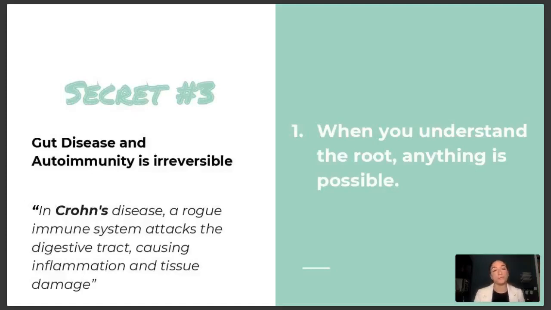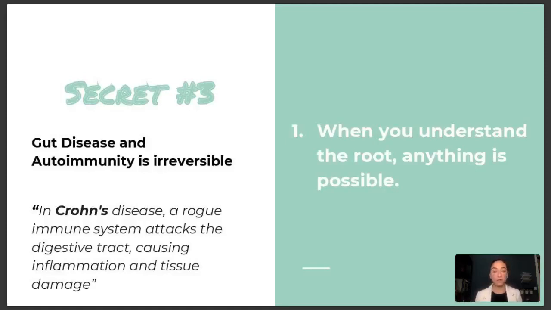So secret number 3: gut disease and autoimmunity is irreversible. So at the end of the day, when you understand the root, anything is possible. And I put this little blurb in here because in Crohn's disease, a rogue immune system attacks the digestive tract, causing inflammation and tissue damage. So again, we're just settling for a rogue immune system attack.